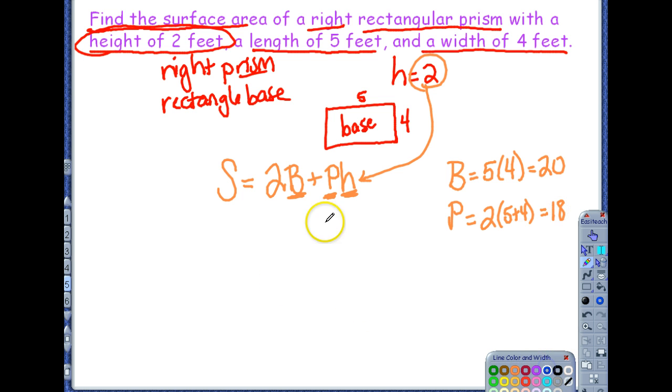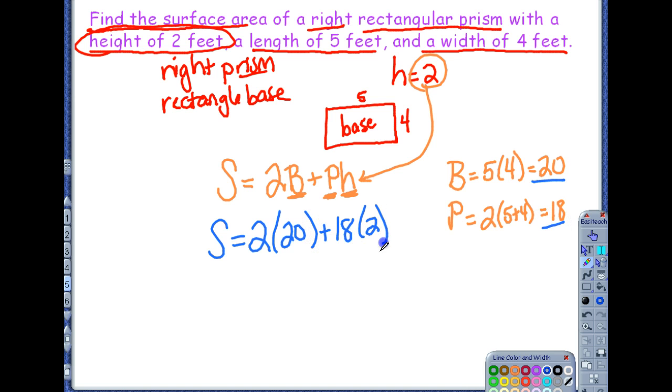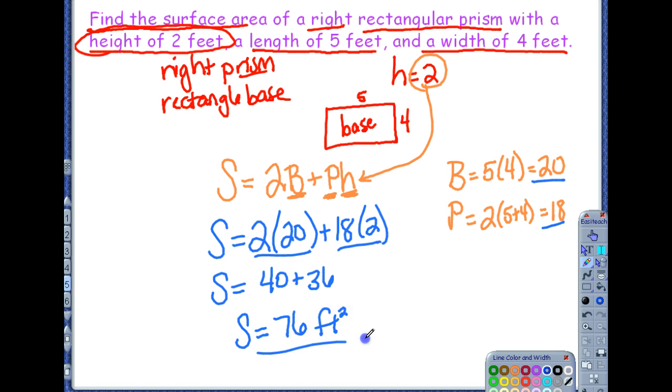Wonderful. So let's go ahead and put these pieces into our formula. So surface area, we said 2 area of the bases, so 2 times our 20, plus that perimeter times our 2, our height. That seems easy enough. Now let's simplify. So 2 times 20, 40. And 18 times 2, 36. And when we add these together, that surface area will be 76, and this is square feet because it's area. Good deal. That's all there is to it.